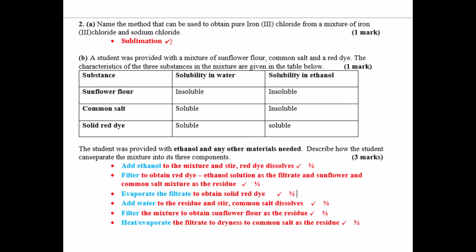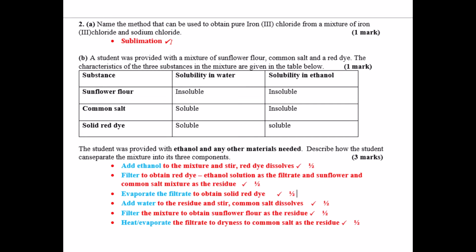The sunflower flour and the common salt will come out as the residue, while the red dye will be in the solution. Then in the next step, you evaporate the filtrate to obtain the red dye. That is the first component that you have already obtained.